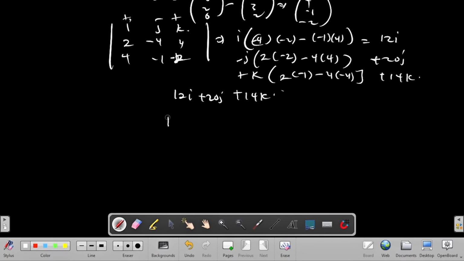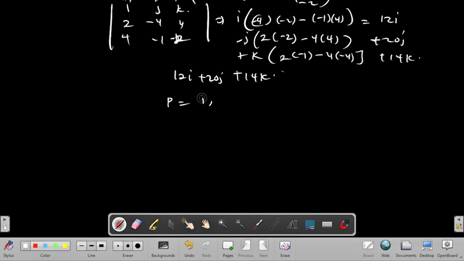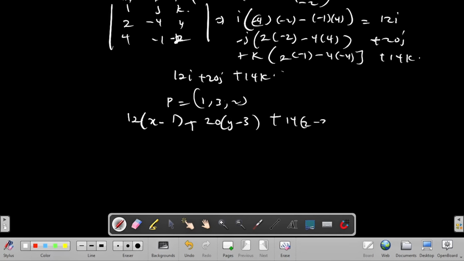Then let me choose any point, let's say P, which is given as (1, 3, 2), to find the equation. So my equation, now at this point, I know you can see it clearly. I take my direction number A, which is 12, open brackets, x minus 1. I take my direction number B, 20, open bracket, y minus 3. I take my direction number C, 14, open bracket, z minus 2, equals 0. As simple. I have 12x minus 12 plus 20y minus 60 plus 14z minus 28 is equal to 0.